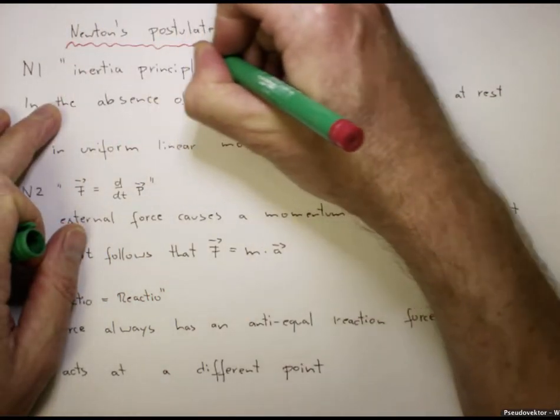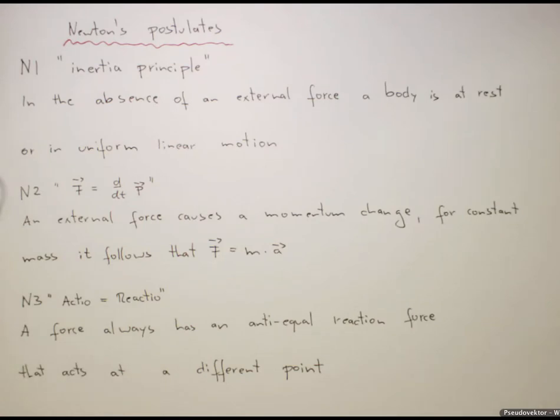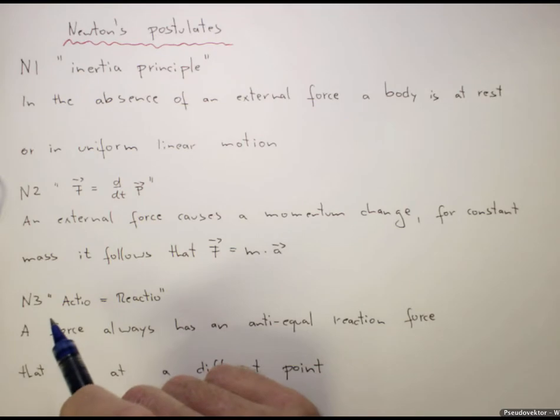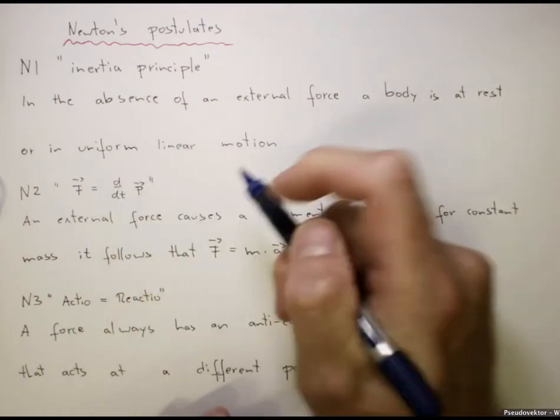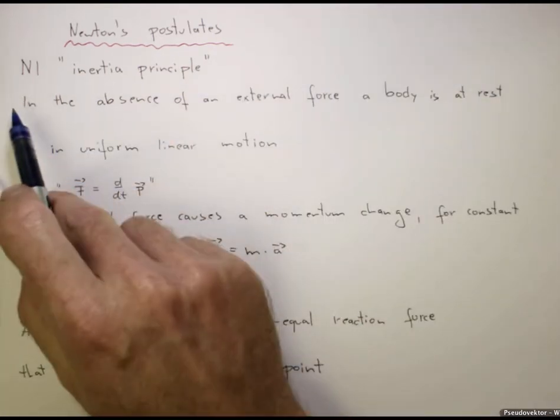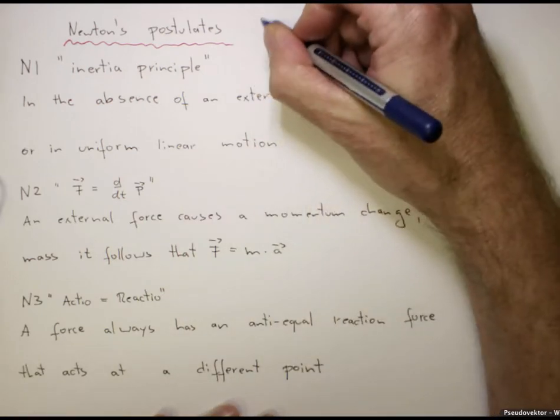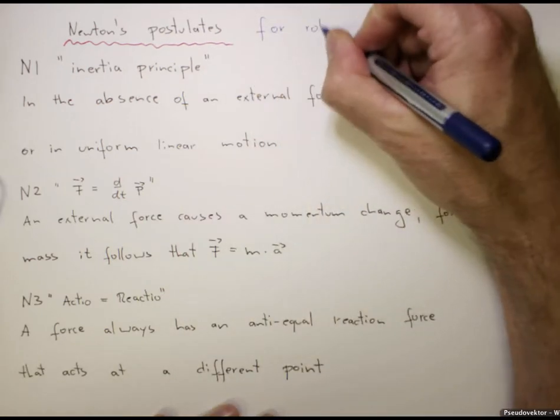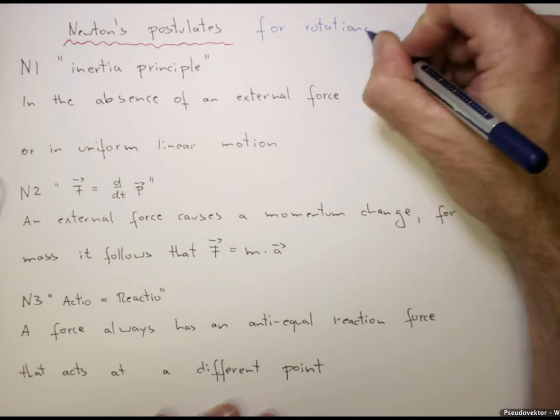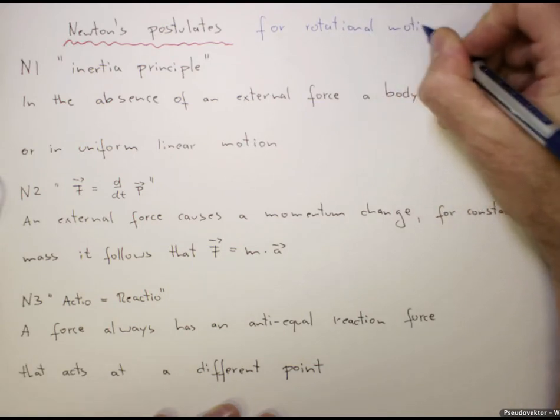I've listed here Newton's postulates for linear motion, and with the introduction of torque we are now in a position to write them down for rotational motion as well. All we have to do is change a few words. We have an inertia principle for rotational motion. So for rotational motion, Newton's postulates look like this.